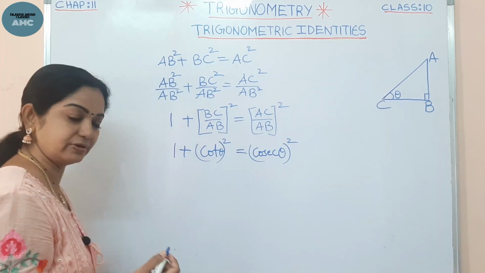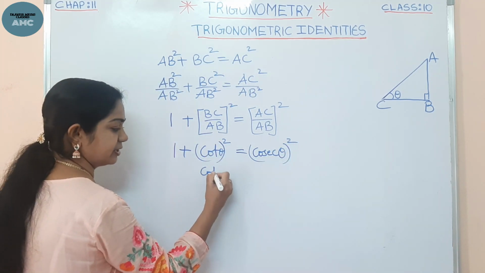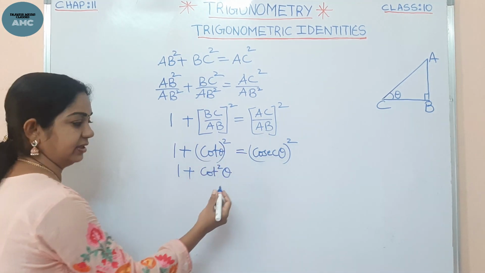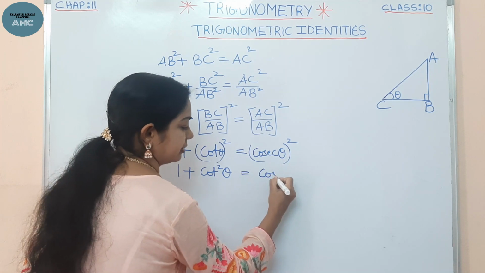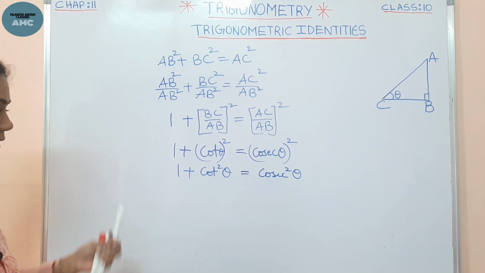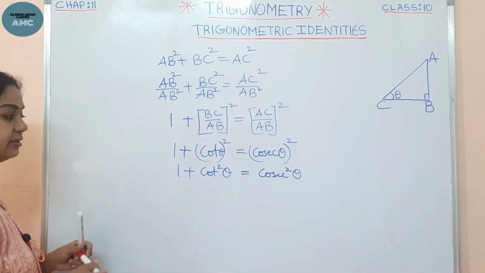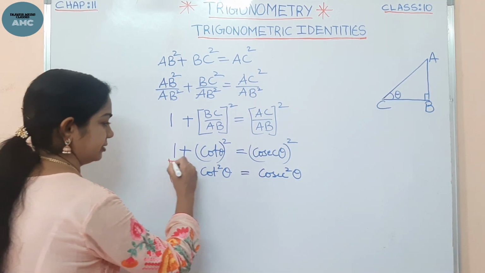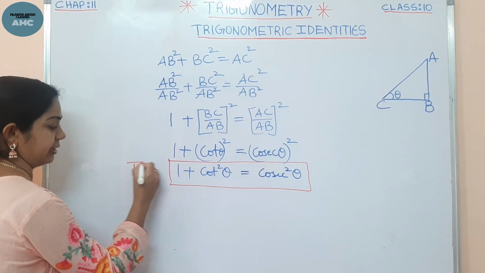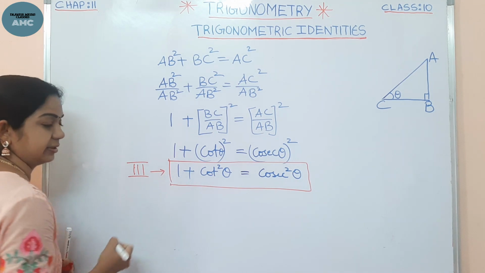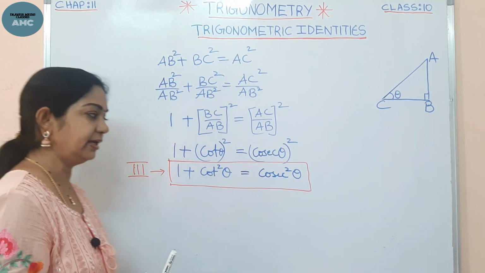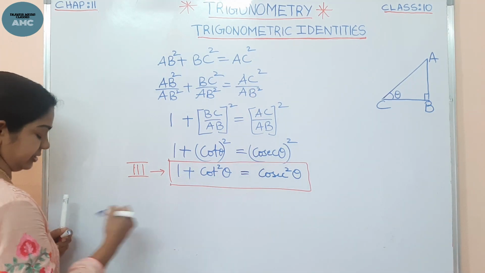So, the whole square, how do we write it in trigonometry? Cot theta whole square, we write it as cot square theta, is equal to cosecant square theta. Now, this is an identity. This identity is the third identity. We had the first identity and now this is the third identity. 1 plus cot square theta is equal to cosecant square theta.